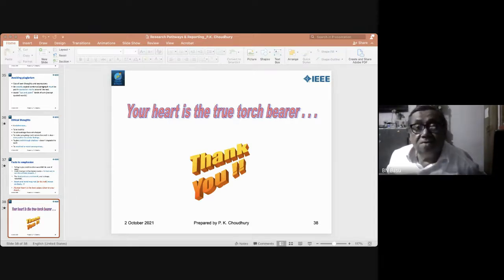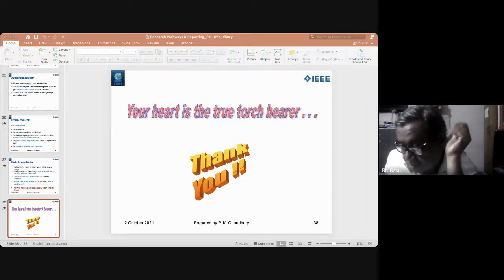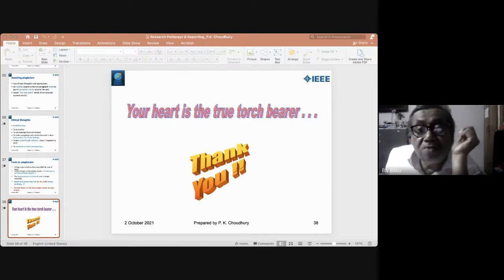Regarding the simplicity of the language, Professor Choudhary has emphasized. Yesterday, I talked about the fog index, how you quantitatively measure your simplicity by what is known as the Gunning fog index. I described that in yesterday's talk. And non-acceptance of your paper, sometimes we feel very sad. We should not be. We should not be.